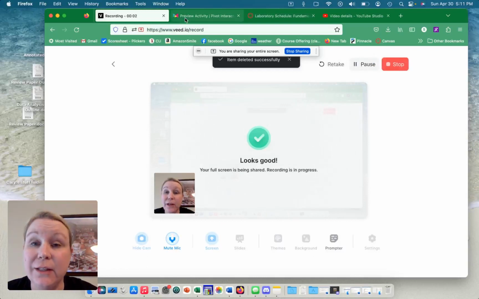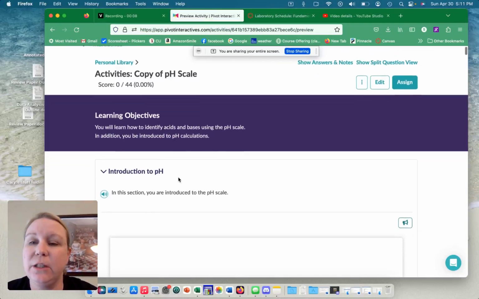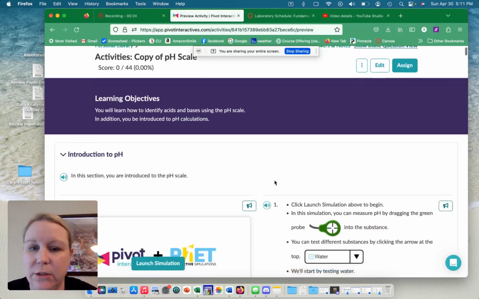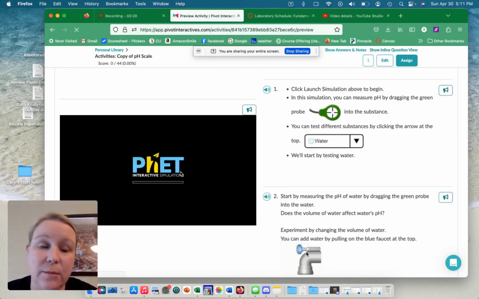In this screencast, we are going to talk about our pH scale laboratory and the learning objectives here in this lab. You are going to identify acids and bases using the pH scale, but you're also going to do some calculations with pH. So the very first thing that I would suggest is coming here to show split question view. I think that will just make it easier to answer the questions, and you're going to launch the simulation.